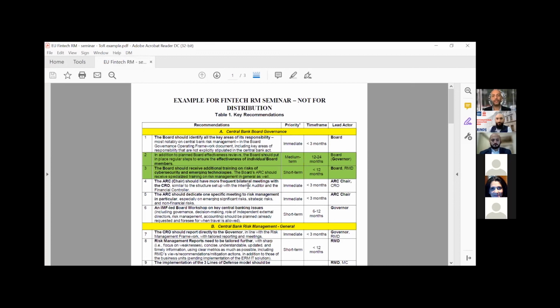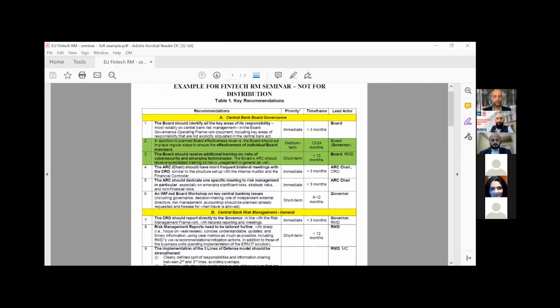Why? Because they need to have control, they need to make the decisions, and they need to be held accountable for whatever activity, whatever fintech or risk-related activity the central bank engages in ex post, right? So there we recommend also that the board should take steps to increase the effectiveness of individual board members. Board members of central banks, as you know, have a very broad set of expertise, but it's not necessarily always kept up to date with fintech and cybersecurity developments.